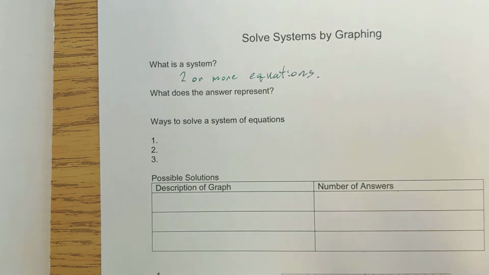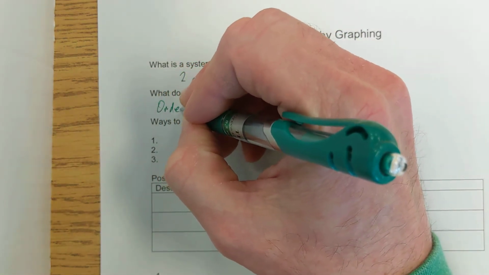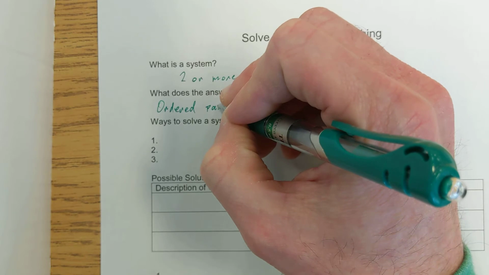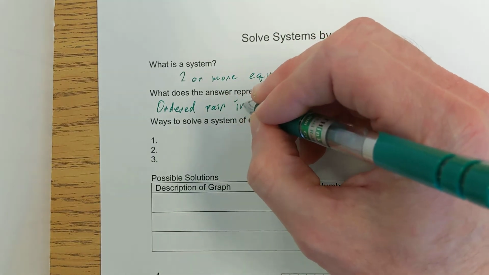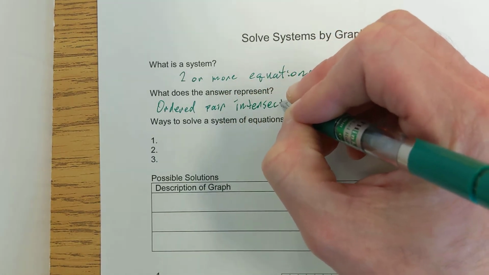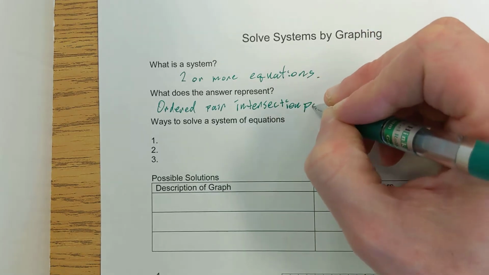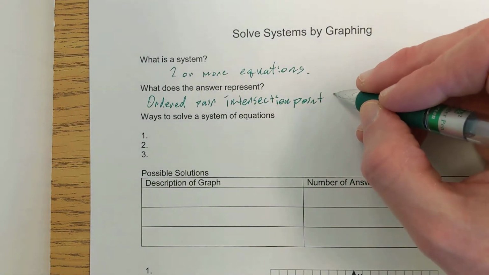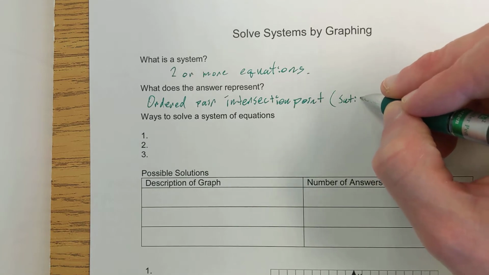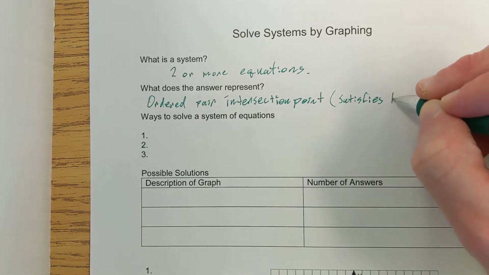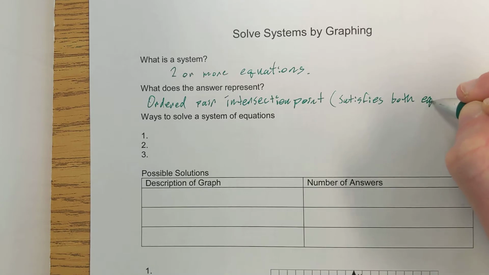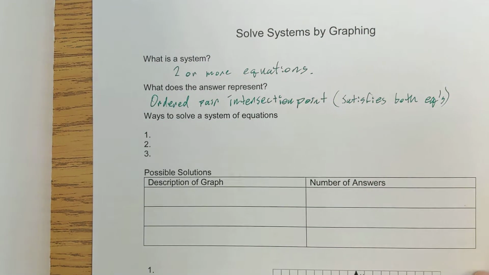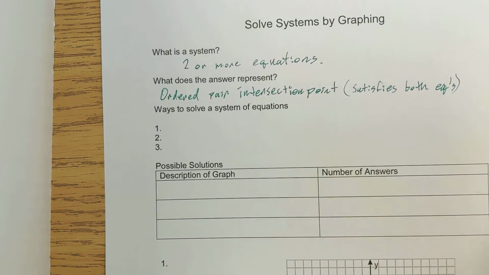It represents an ordered pair, an intersection point. So when we graph these, they create an ordered pair intersection point, and their overlap is our solution. And when you plug that in, it satisfies both equations. I'm abbreviating equations there to save some time. So when we plug it in, we get the solution for either equation.